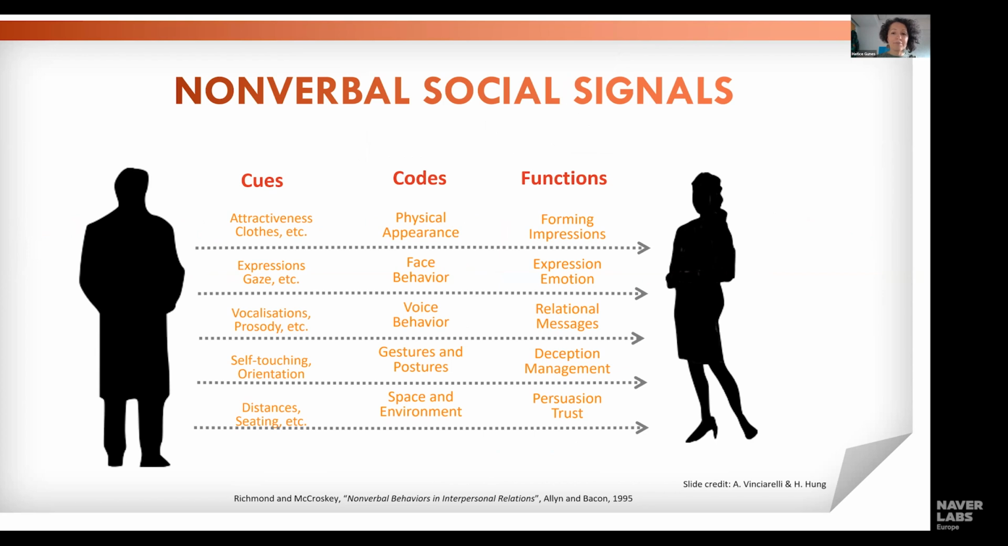When two parties interact, we have the receiving end and the sending end of these signals. And these signals can be many things, including how we orient ourselves, the distances we have with respect to the person we are interacting with, our appearance, the way we use our voice, our face, our body. All of these actually help on the receiver end to form impressions, to understand or interpret our emotions and expressions, whether we are lying or being truthful, whether they can trust us, whether we can persuade them and so on. So there are a lot of functions that these nonverbal social signals have.